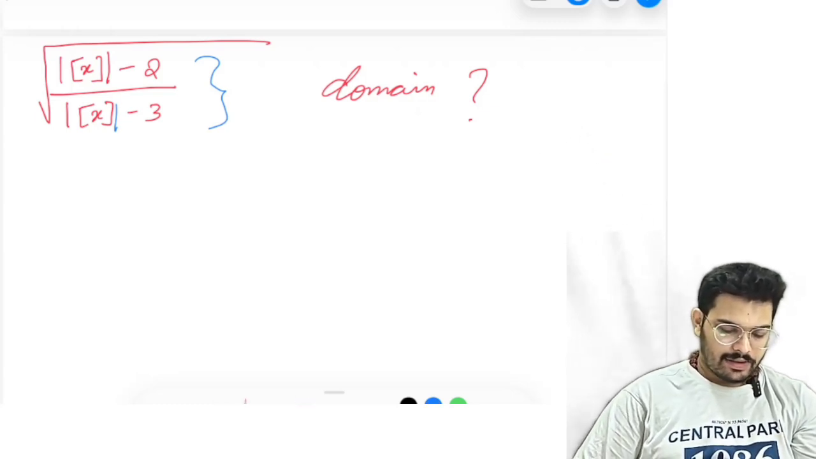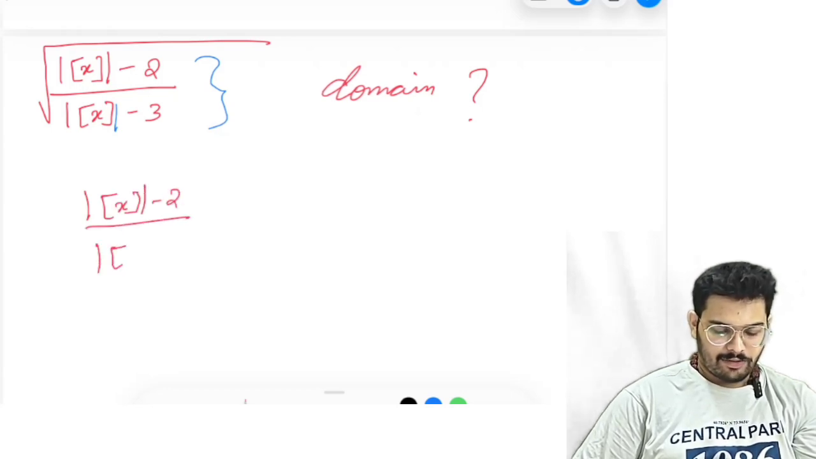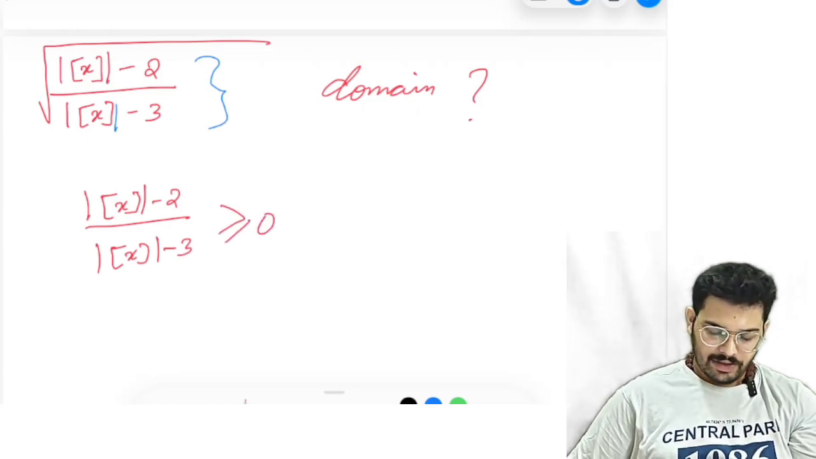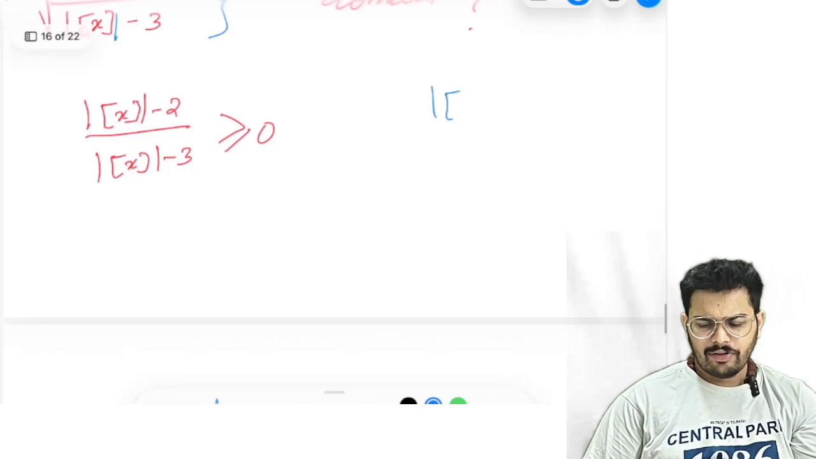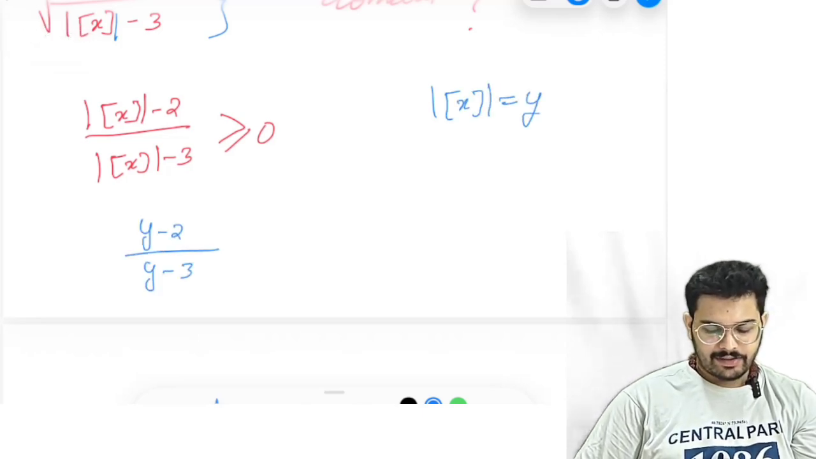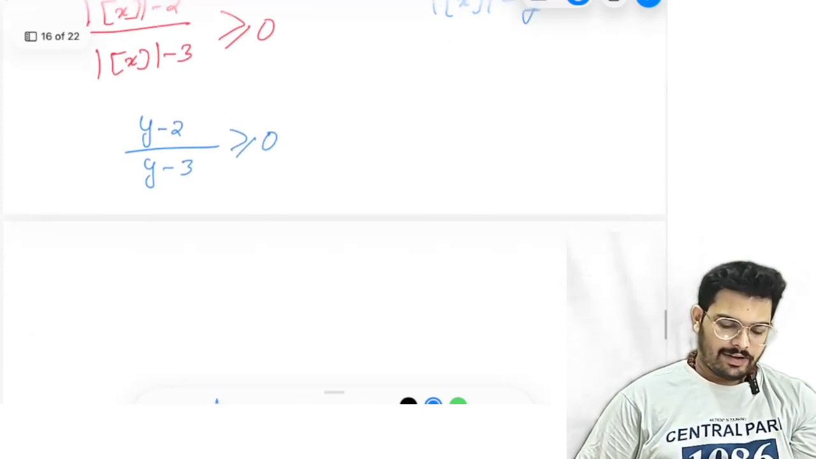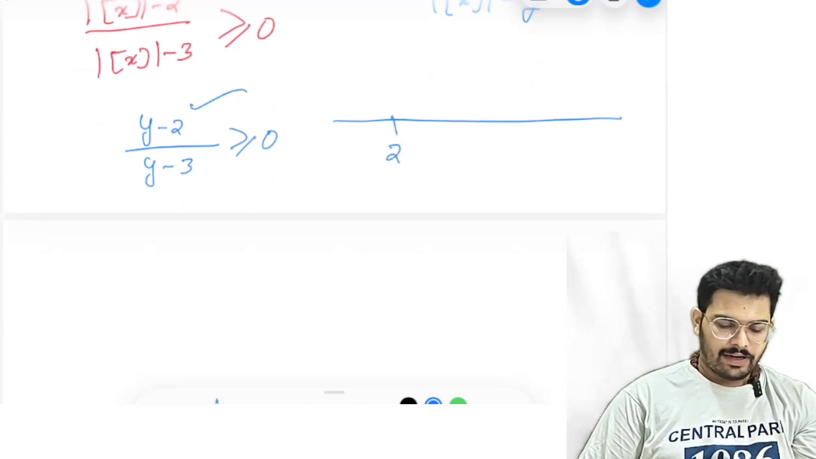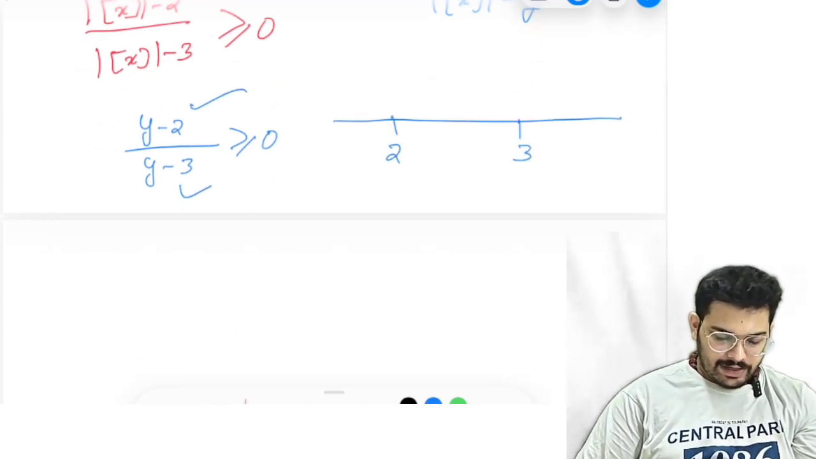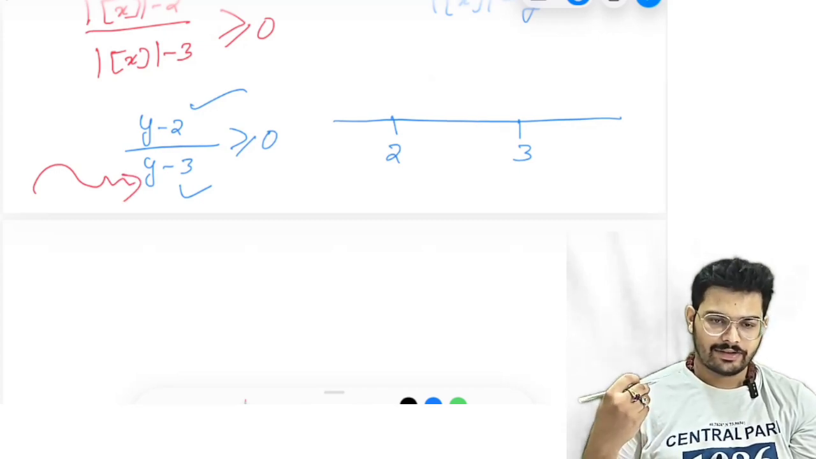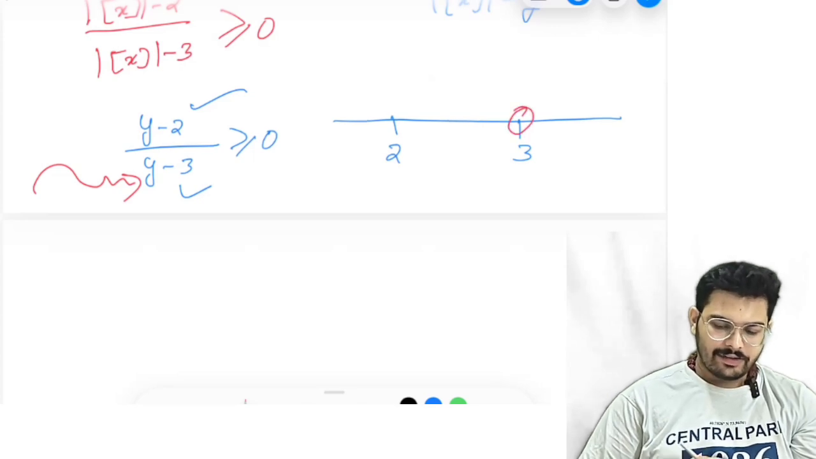So in root x form, mod of box x minus 2 divided by mod of box x minus 3 should be greater than or equal to 0. Now I am substituting mod of box x as y. Therefore, y minus 2 divided by y minus 3 should be greater than or equal to 0. Now we have the roots, so we will be drawing it in a number line. The root of the numerator is 2 and the denominator is 3, and we can't provide the value 3 as y. If you put y equal to 3, the function will become not defined. Therefore, you can't give this value as 3.